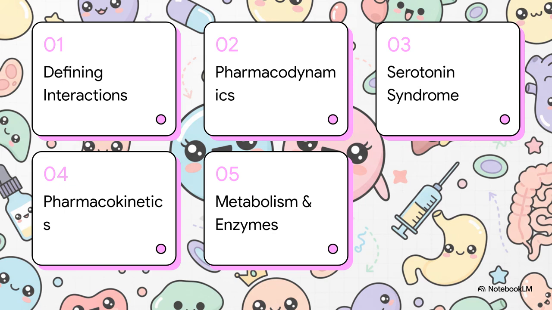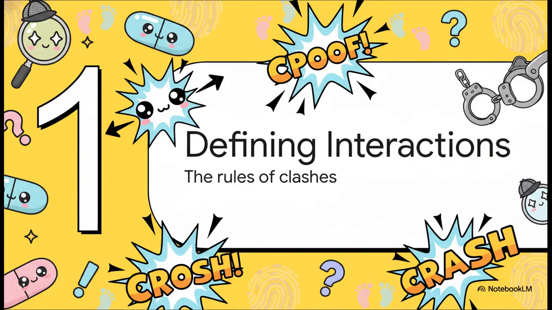Here's our roadmap for today. We're going to start by defining drug interactions, then we'll hit pharmacodynamics, take a close look at serotonin syndrome, switch over to pharmacokinetics, and finally wrap up with metabolism and enzymes. Starting off with Section 1, Defining Drug Interactions.